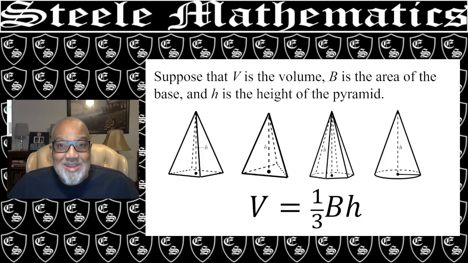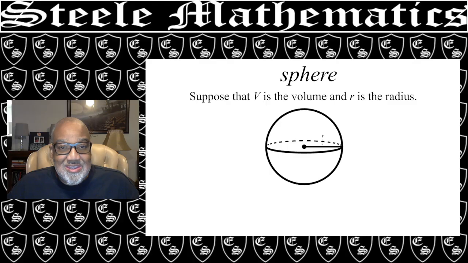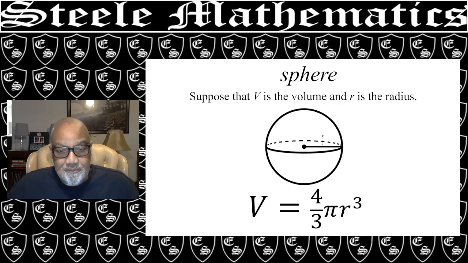Now the last three-dimensional figure we're going to look at is the sphere, which is what a baseball, a soccer ball, or a basketball is shaped like. The Earth is also shaped like a sphere. And the only thing that determines the size of a sphere is the radius. Therefore, the volume of a sphere is 4/3 times pi times the radius cubed.